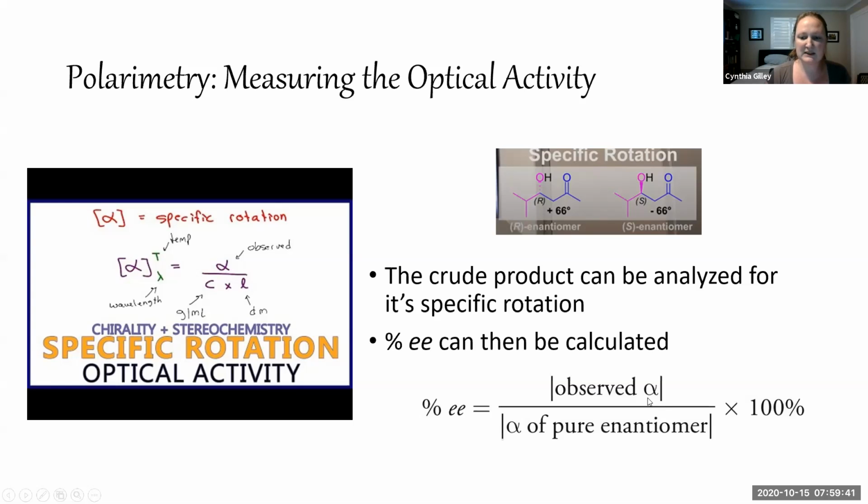The observed specific rotation, absolute value, is then divided by the absolute value of the specific rotation of the pure enantiomer, which would be, again, 66 degrees. After you multiply by 100, you end up with your percent EE. Remember that this stands for percent enantiomeric excess. That means the percent of one enantiomer in excess, right, of the other.